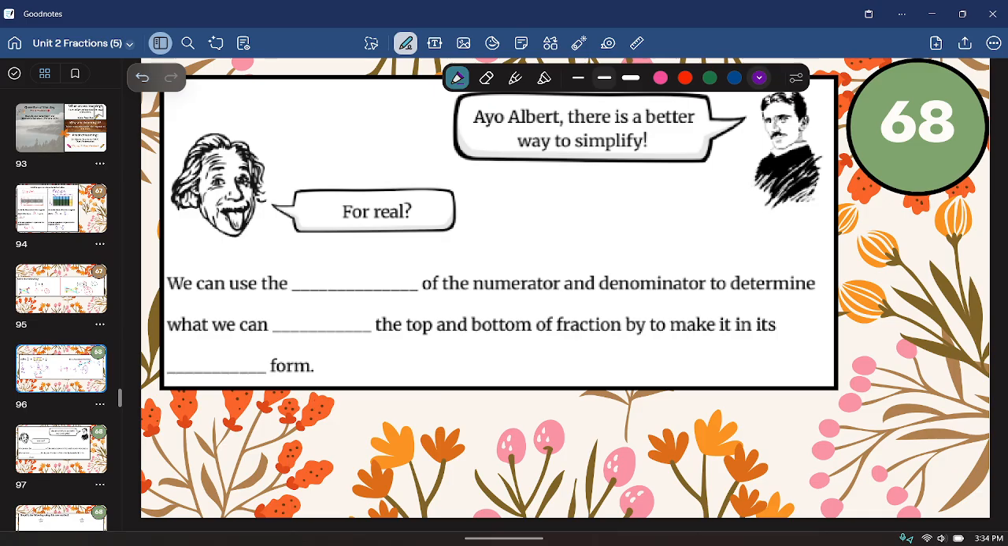In school, when I was teaching this in person, the kids determined that this was the worst way to simplify things. And that's okay. We're still going to learn how to do it because it gives us a really good excuse to find the greatest common factor of two numbers. So we can use the greatest common factor of the numerator and denominator to determine what we can divide the top and the bottom of a fraction by to make it in its simplest form. So we'll find the greatest common factor, divide the top and the bottom by it, and then we have our simplest form.